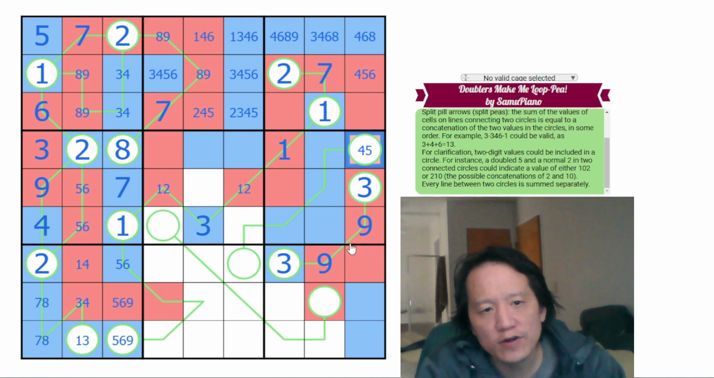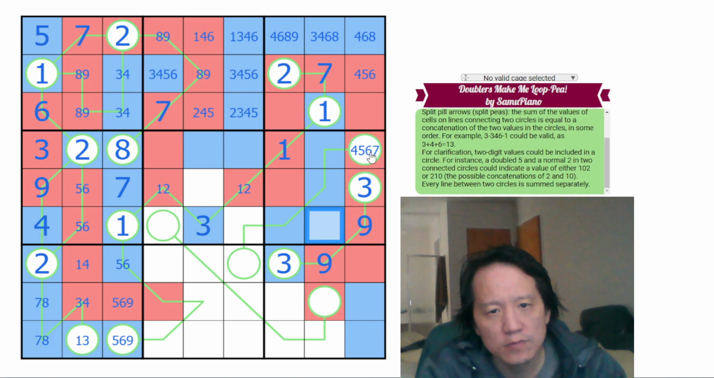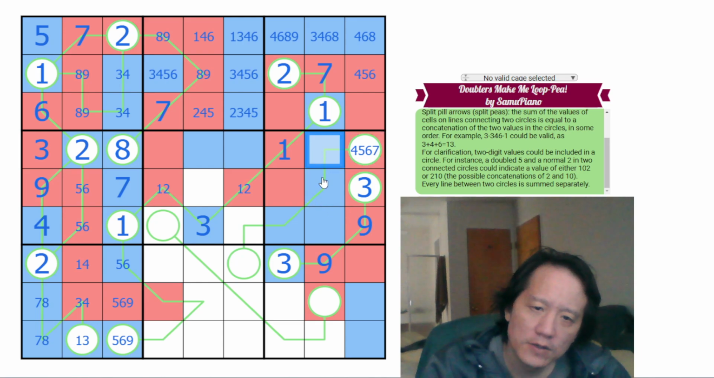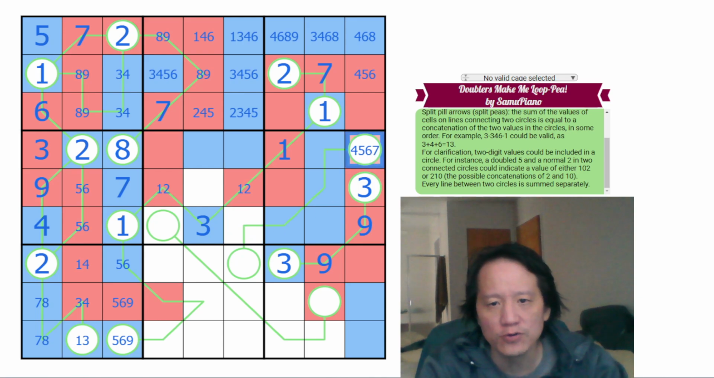This could be 4, 5, 6, and 7. Can it be 5, 6, or 7? I don't think so, right? This is at most 24. Yeah, it'll never add up to a 3-digit number. So this has to be 4. So this can't be 4, this can't be 4.